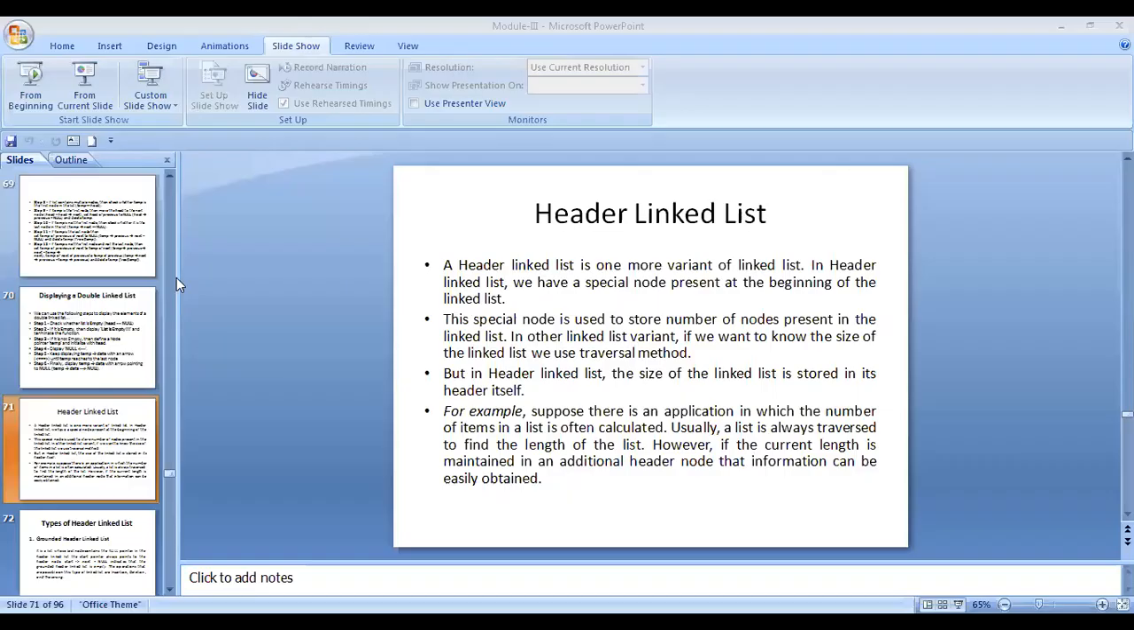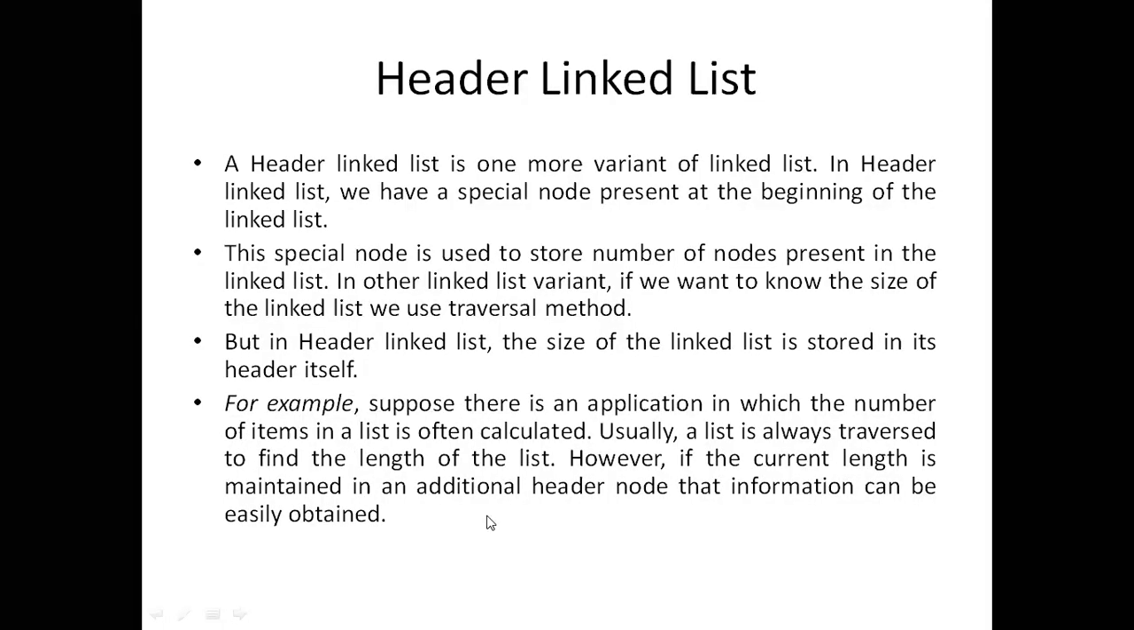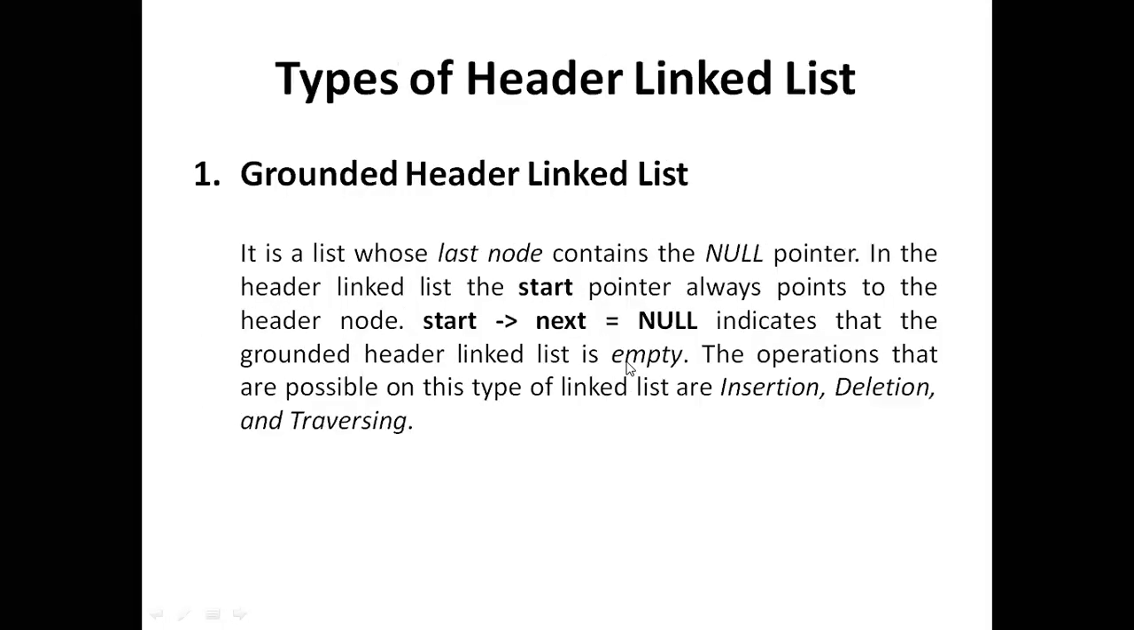Yes, ma'am. Clear? Okay. So this is the header linked list. There are two types of header linked list. One is grounded header linked list. Another one is circularly grounded header linked list. A grounded header linked list is a list whose last node contains a null pointer. The first node should be a header node and the last node contains a null pointer. In the header linked list, the start pointer always points to the header node.